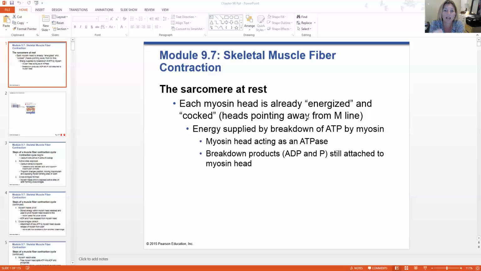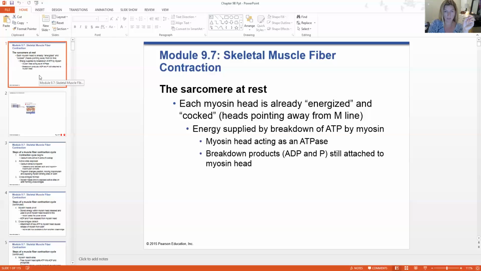So each myosin head is already energized and basically cocked and waiting to join up with the actin. So the energy is supplied by a breakdown of ATP by myosin, and the myosin head kind of acts like an ATPase. ATPase is the enzyme that creates and destroys ATP. So the breakdown products are ADP and P, right? Adenosine diphosphate and phosphate. They're still attached to the myosin head.